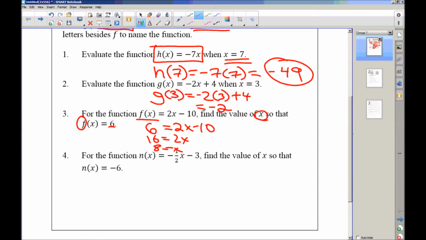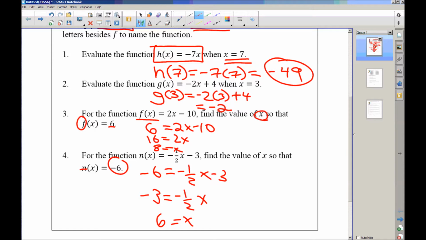Number 4, for the function n of x equal to negative 1/2 x minus 3, find the input x so that the output n is negative 6. So we want our output to be negative 6, and we solve for the input. We take the n, replace it with negative 6, and then we solve the two-step equation. Add 3 to both sides to get negative 3 equals negative 1/2 x. Then divide both sides by negative 1/2 to get positive 6. So the input 6 would have made an output of negative 6.